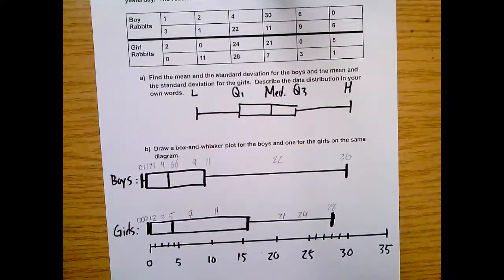All right. So you can see this is all the information from the table on the box and whisker plot, but you don't need that. You can just draw the box and whisker plots. All right, so that's how you draw a box and whisker plot.